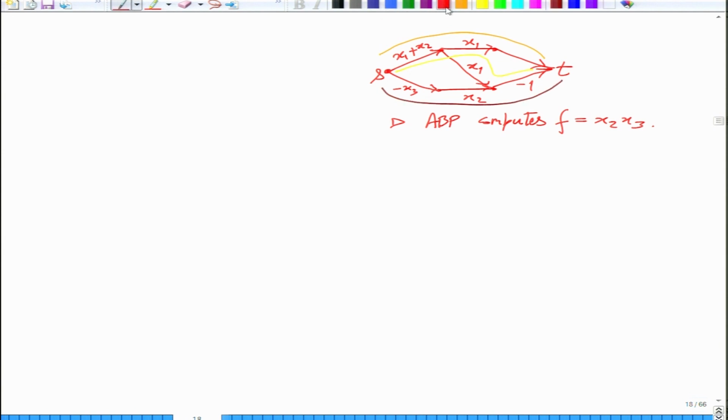So there are these 3 paths. The first 2, whatever they compute, are negatives of each other, so in the sum they will not contribute. The only thing that contributes is minus x3 times x2 times minus 1, which is x2 x3. So that is the model.